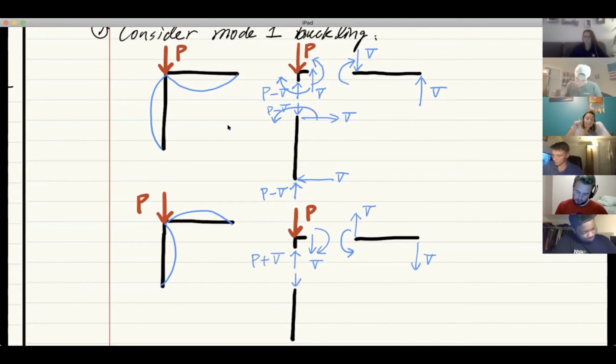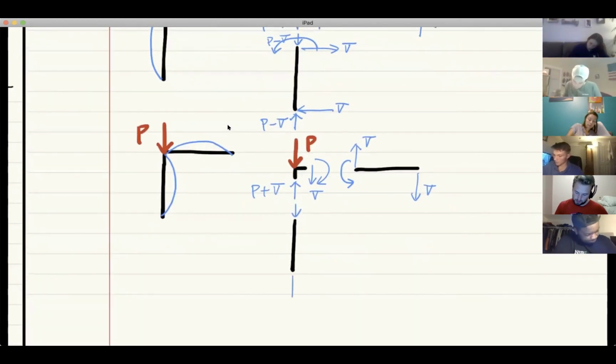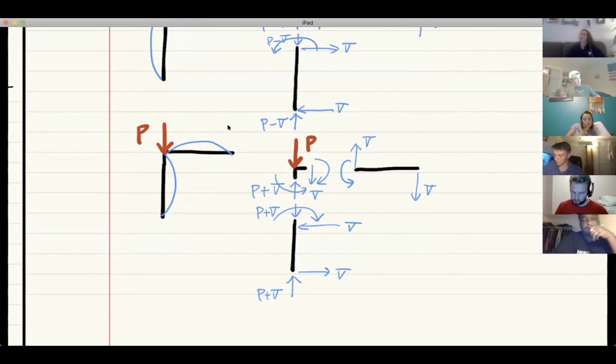And the rest is just routine. So this is also P plus V, this is also P plus V. And if the moment goes like this, the moment must go like that, and that moment must go like this. If the moment goes like this, that means the shear must go like this, and to balance it, the shear must go like this. Then we're done. Pretty straightforward, right?